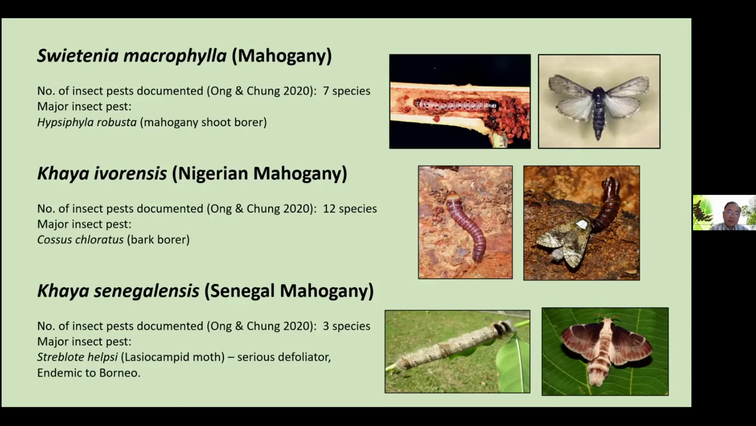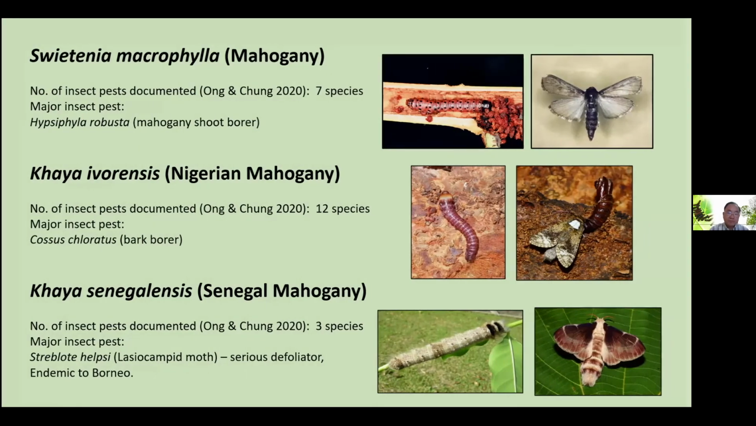For the Nigerian mahogany or Khaya ivorensis, the bark borer Cossus chloratus has been the major pest attacking the bark of the tree. While for Senegal mahogany or Khaya senegalensis, Strabloid helpsy is the main defoliator, which can completely defoliate the whole tree. It's a Lasiocampidae moth. Apparently, this moth is endemic to Borneo.